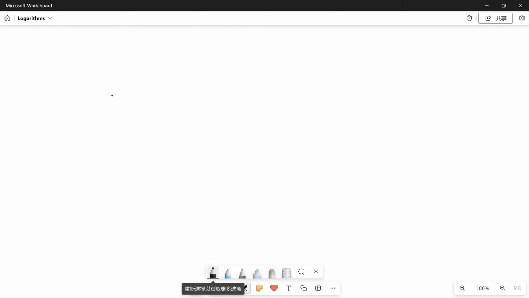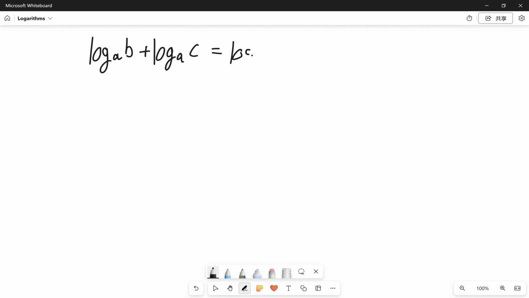addition law of logarithms. So the addition law. So what does it state? So we're going to prove this, okay? So what does this state? It basically says log base a of b plus log base a of c, so they have the same base, gives us log base a of b times c.